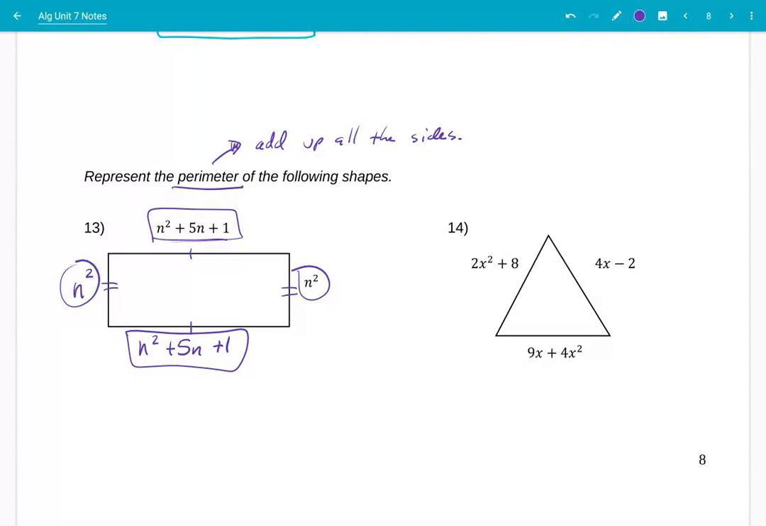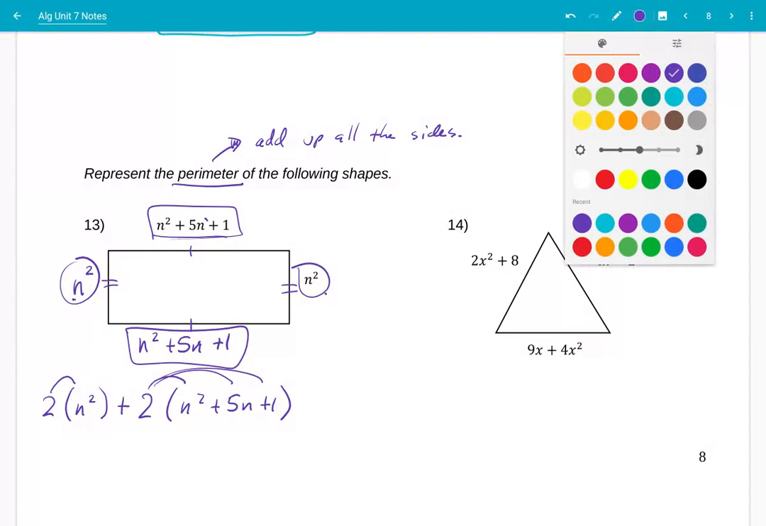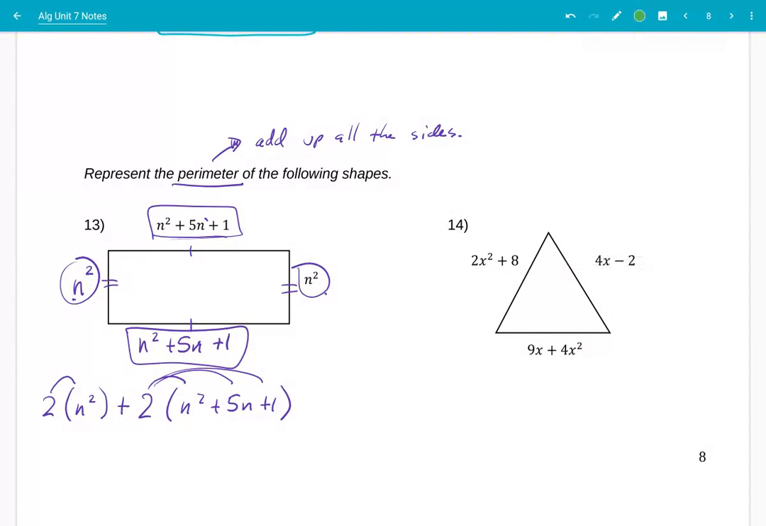There's a couple of ways you can do this. There's 2 n squareds, right? So you can say 2 times the n squareds plus, and there's 2 of these, 2 times the n squared plus 5n plus 1. So you can distribute that 2 and that 2 to those. That's one way to do it. Or you can just write everything out.